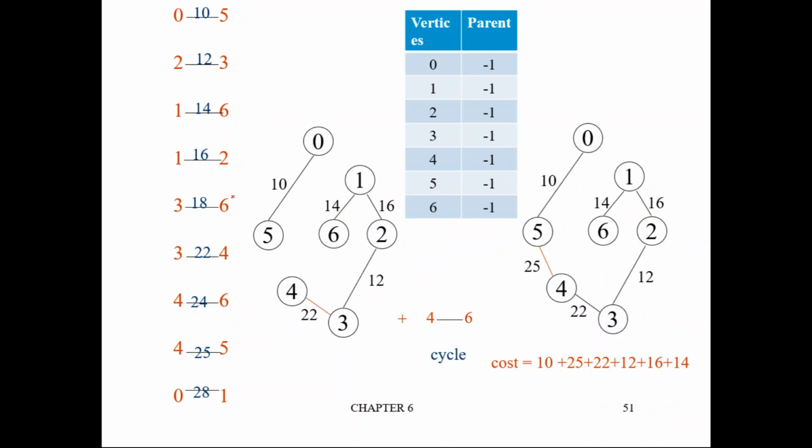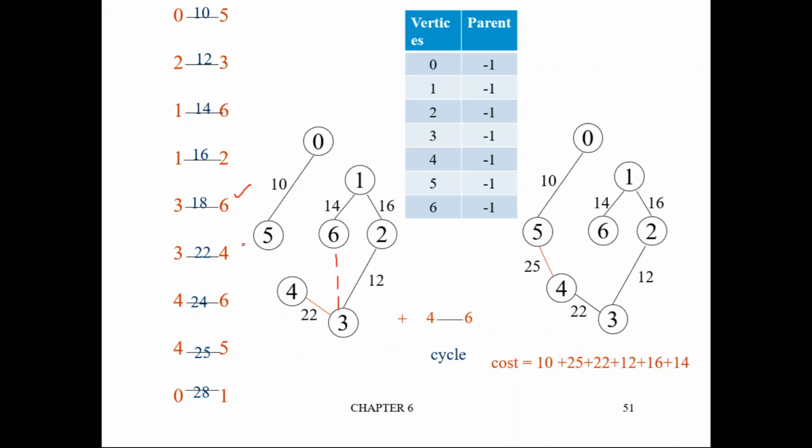Fifth edge is between 3 to 6. Now if you add this, will it create a cycle? Yes, it will create a cycle. So don't add. If it will create a cycle, don't add. So 3 to 6 we are not going to add. Don't add. Okay. Next what?